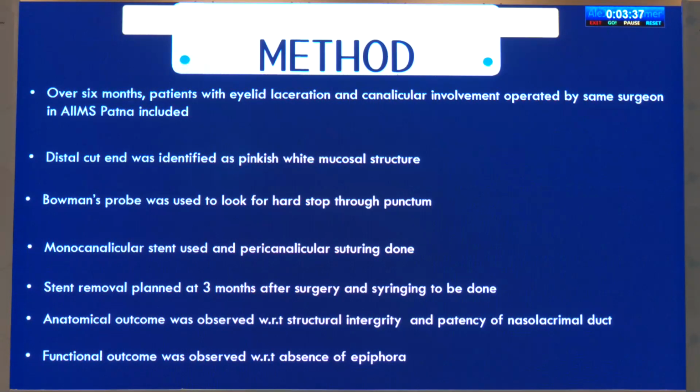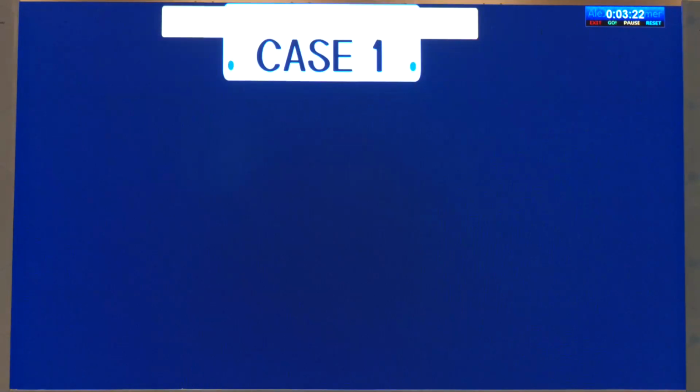Stent removal was planned at 3 months followed by syringing to look for the anatomical and functional outcome. Anatomical outcome was observed with respect to structural integrity and patency of the nasolacrimal duct, while functional outcome was observed with respect to absence of epiphora.